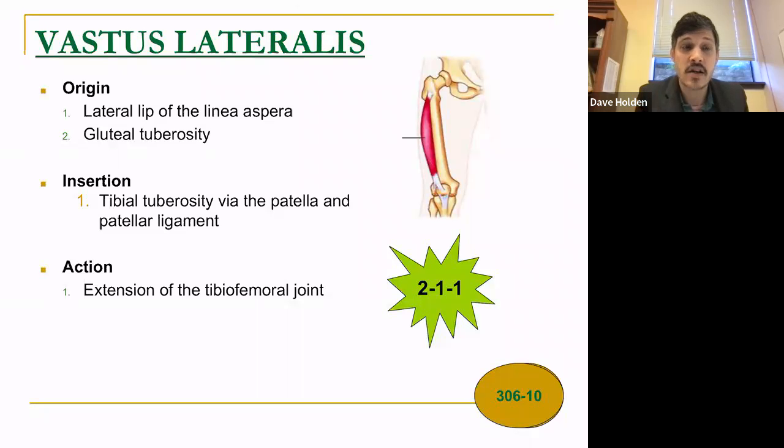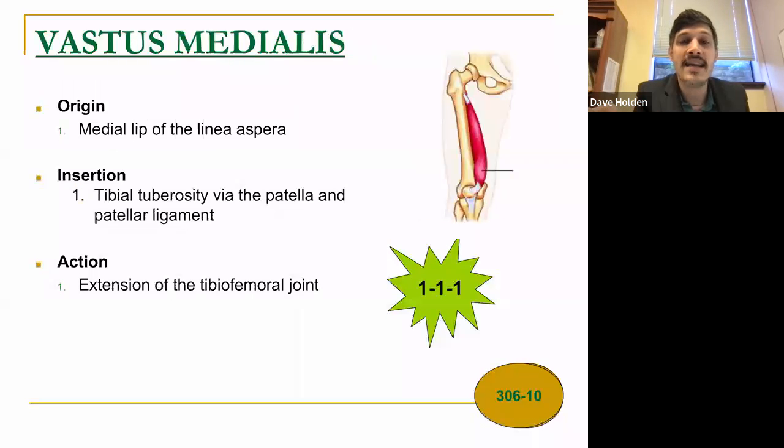Vastus lateralis, we see the lateral lip of the linea aspera and the gluteal tuberosity. Insertion is the same, tibial tuberosity. Action is the same, extension of the knee. For vastus medialis, origin, medial lip of the linea aspera, tibial tuberosity via the patella and patellar ligaments.